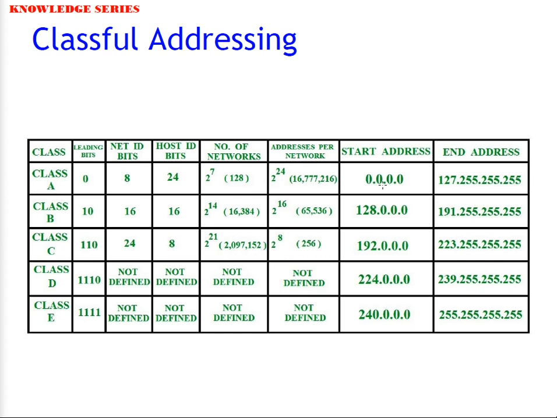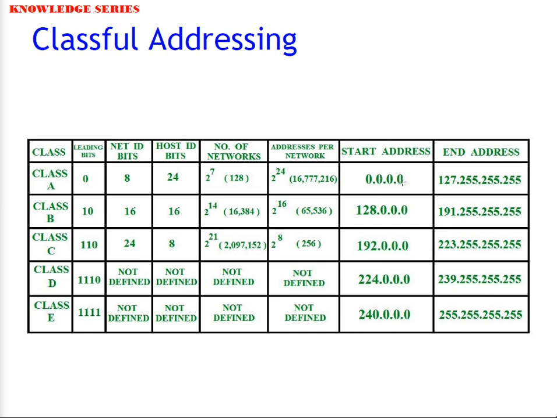So it starts with 0.0.0.0. This is a decimal form, dotted decimal representation. Now it starts from 0.0.0. Up to what? How many addresses can it occupy? That means every decimal is equal to 8 bits.